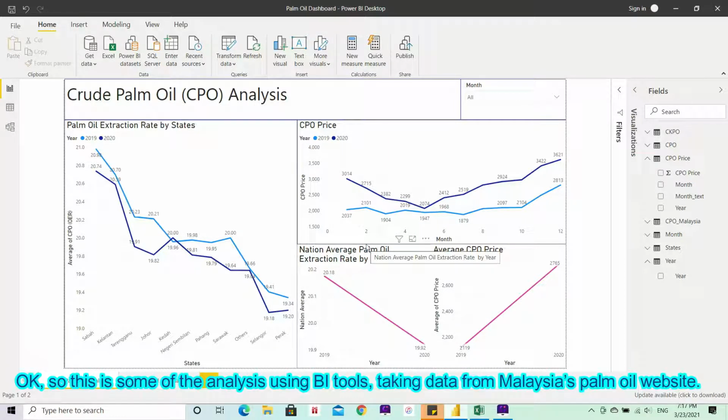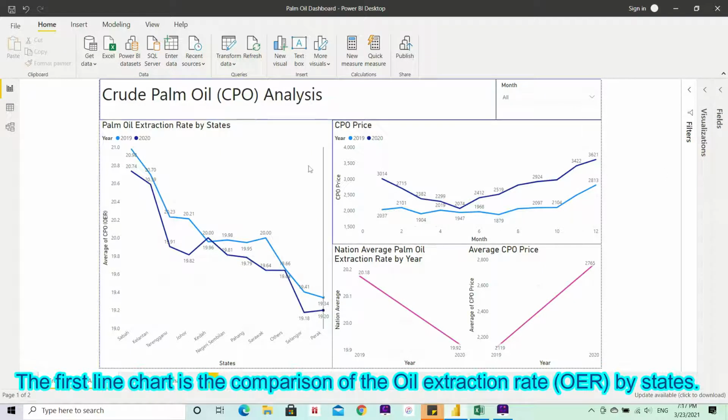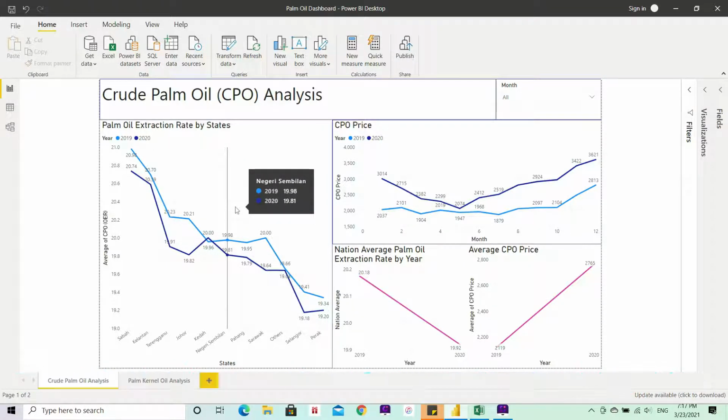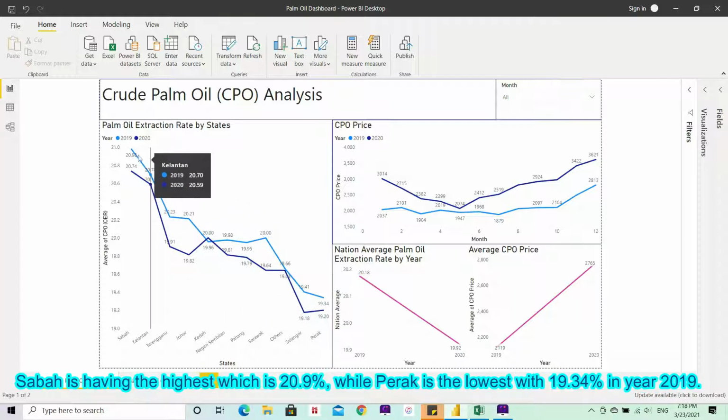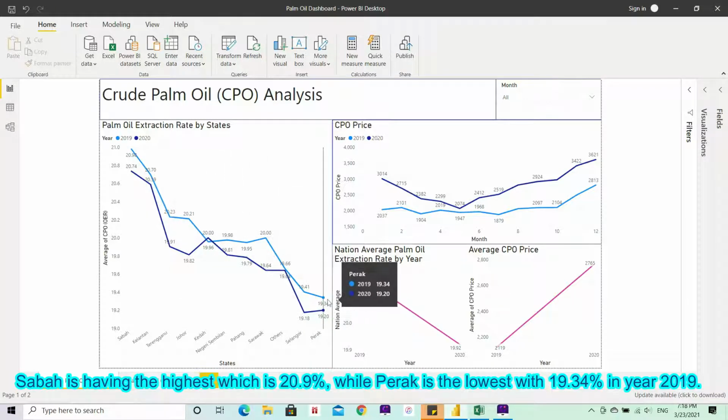Okay, so this is some of the analysis using the BI tool, taking data from the Malaysia's palm oil website. The first line chart is a comparison of oil extraction rate by states. The extraction rates are between 19 to 21% within the states. Sabah is having the highest, which is 20.9%, while Perak is the lowest with 19.34% in year 2019.